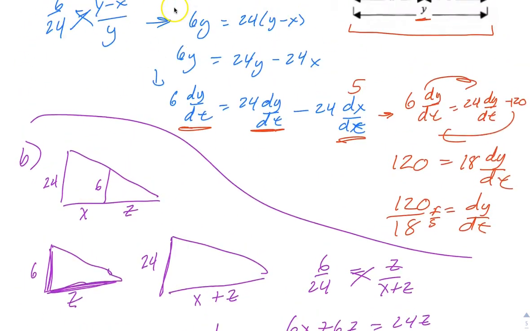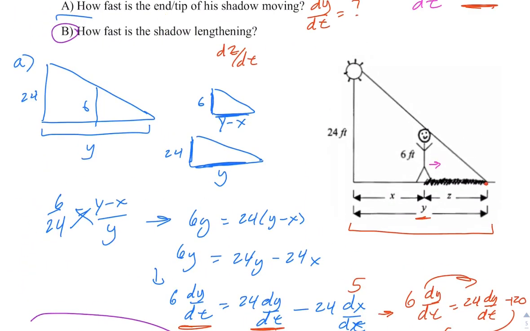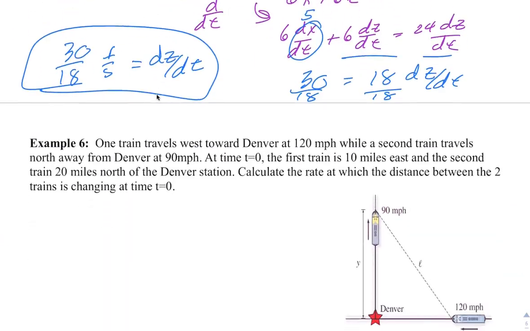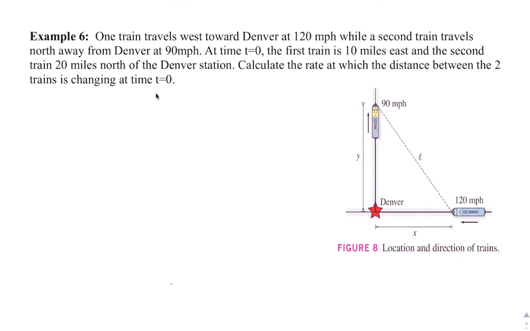Again, that's a very classic problem. The AP likes to do walking away from a lamppost problems. So there's that. One last one more.